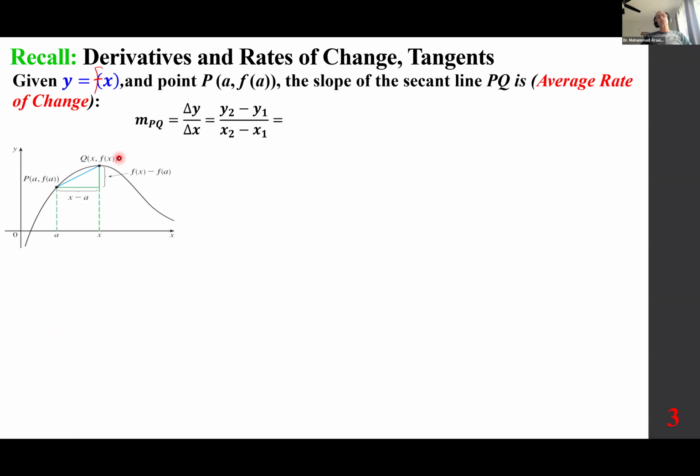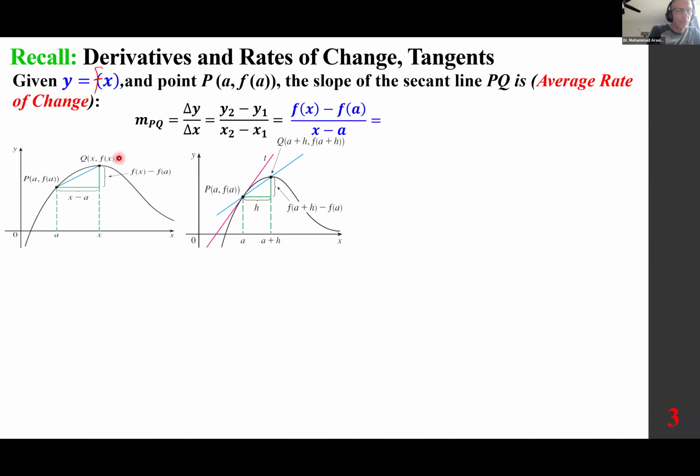we connect 2 points, we can calculate the slope, rise over run. Delta y over delta x, y sub 2 minus y sub 1 over x sub 2 minus x sub 1, or f of x minus f of a over x minus a. Or if you look at this case, as we go from a to a plus h, the run is h, and this is f of a plus h minus f of a is the rise. So that's the ratio, also known as difference quotient.